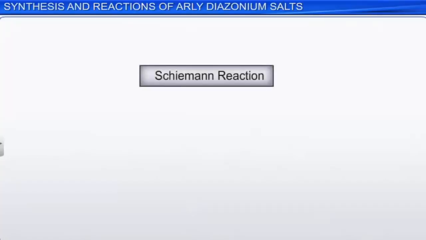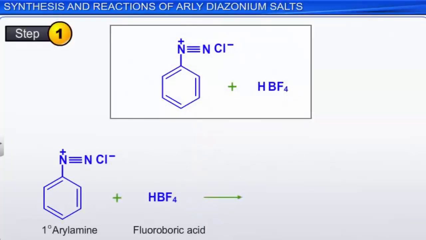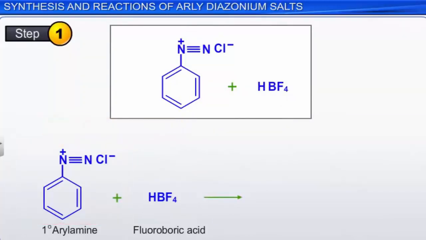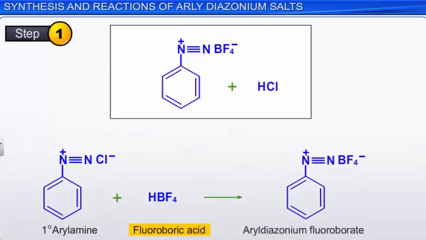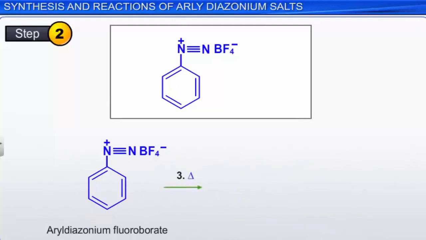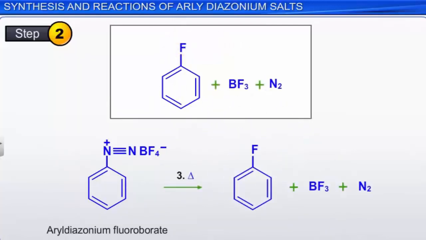The Balz-Schiemann reaction is a method for making aryl fluorides. In the first step, a primary aryl diazonium salt is treated with fluoroboric acid to make an aryl diazonium fluoroborate, which precipitates. Next, the dry diazonium fluoroborate is heated until it decomposes, releasing an aryl fluoride.